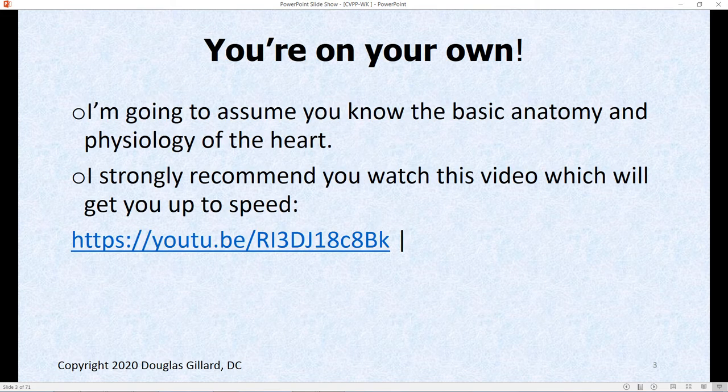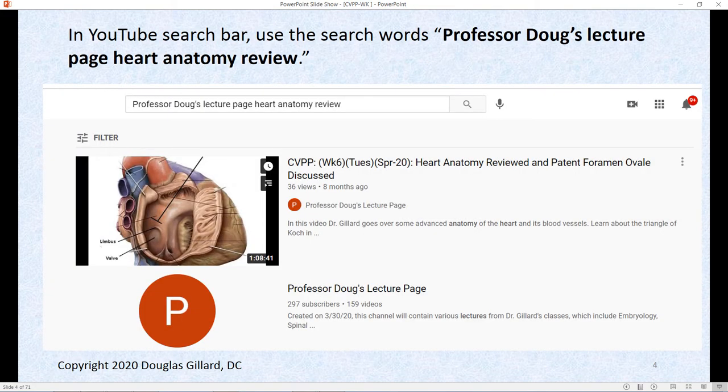Anatomy of the heart. Now, I'm not going to do the anatomy. You should spend a whole lecture reviewing your anatomy and key stuff here. So you are now on your own. If you're really shaky on the heart, I'm going to go over it super quick. But if you don't know what the fibrous skeleton is, and the valves and the chordae tendineae and things like that, you should go watch this video. You can get to the video by going to YouTube and searching for Professor Doug's lecture page, heart anatomy review, and there is what will pop up.